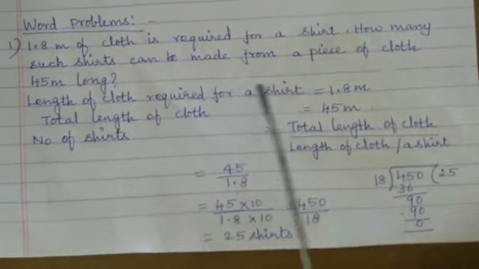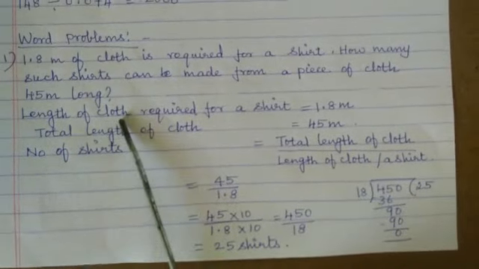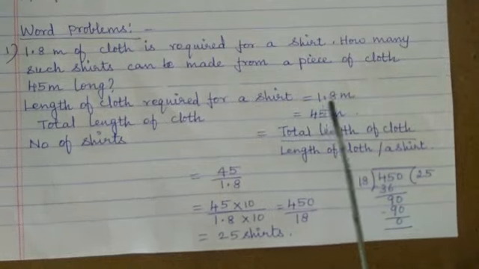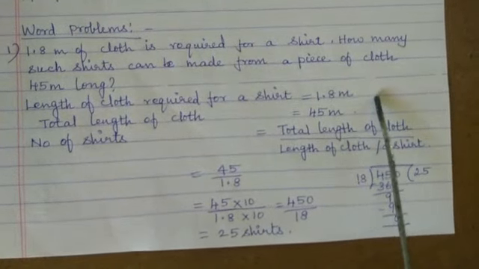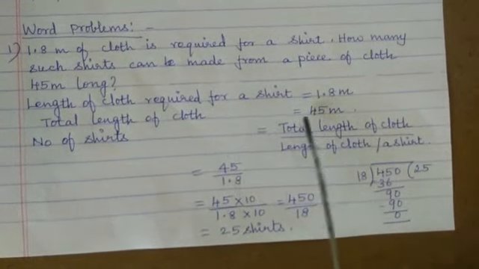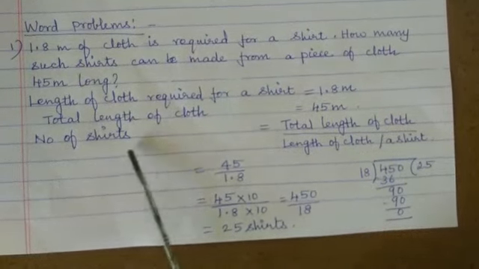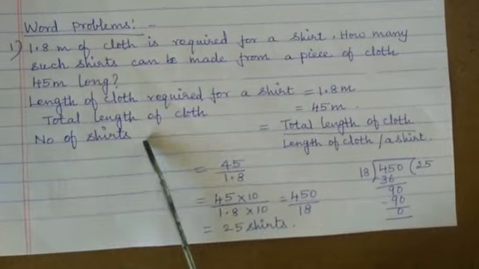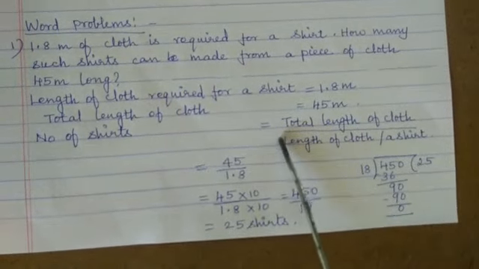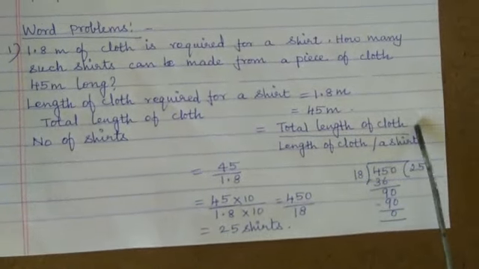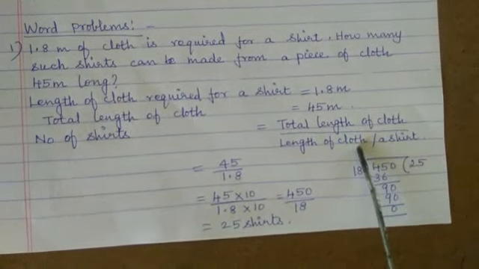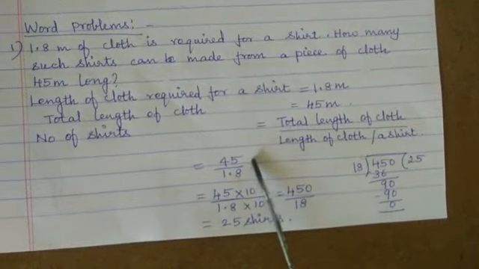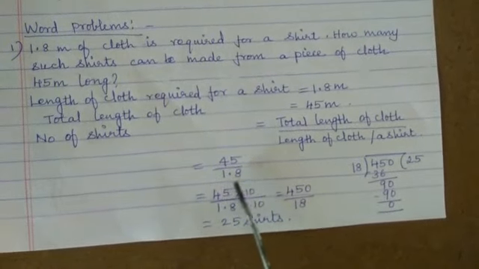So how to write the statement here? Length of cloth required for a shirt, that is one shirt, is equal to 1.8 meter. Total length of cloth is equal to 45 meter. Now what we have to find out is the number of shirts. So what is the formula? Total length of cloth divided by length of cloth per shirt. So 45 meter divided by 1.8.